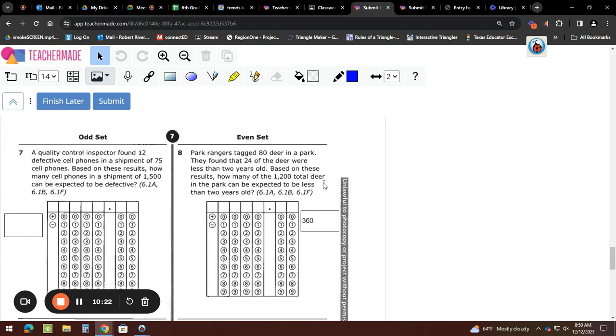Okay? Park rangers tagged 80 deer in the park. They found that 24 of the deer were less than 2 years old. Based on these results, how many of the 1,200 deer in the park can be expected to be less than 2 years old? So we always begin with a question.